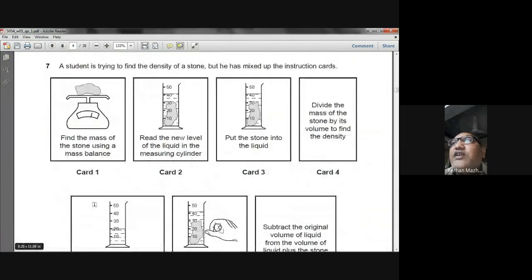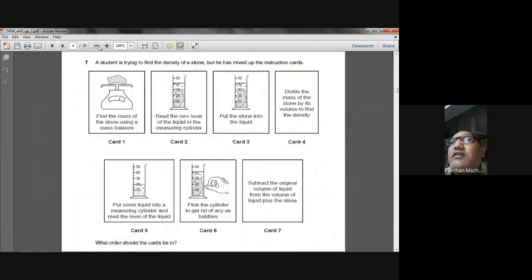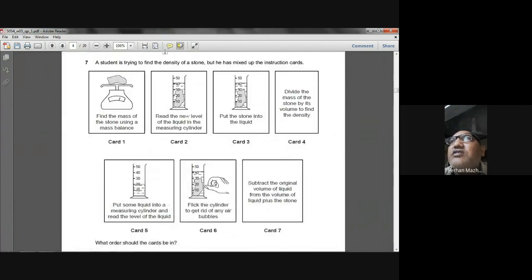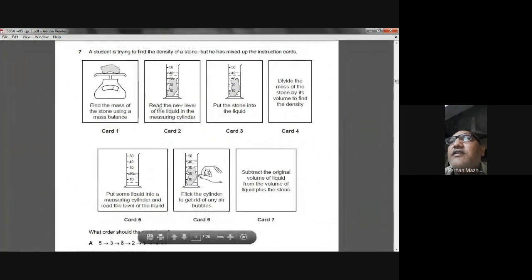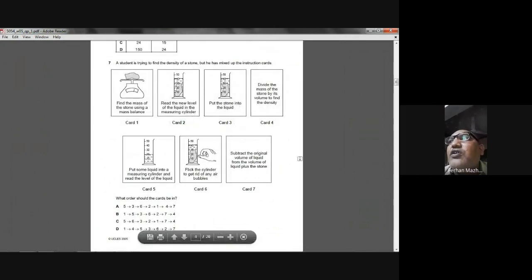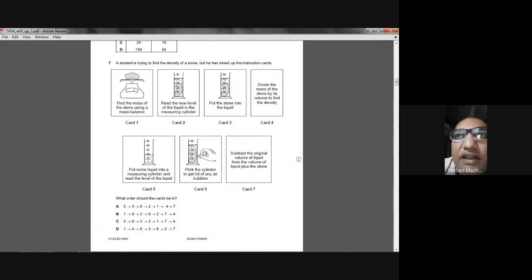Okay, so we are going to the next part, let me reduce the size. Oh, this question is huge. But we have to reduce the size. So here on your screen, question number 7 is showing up. A student is trying to find the density of a stone, but he has mixed up the instruction cards.